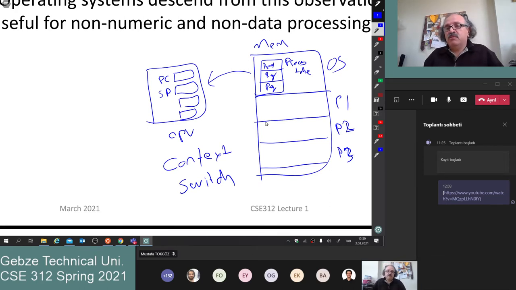You have a single CPU. You have to time multiplex it. So you keep your data, all the registers and all the related data in this process table. And we are going to talk about it.